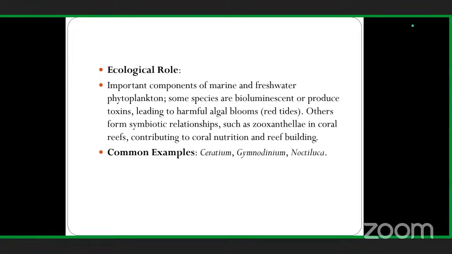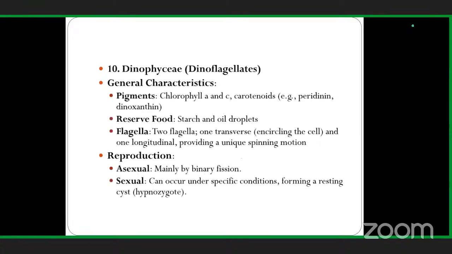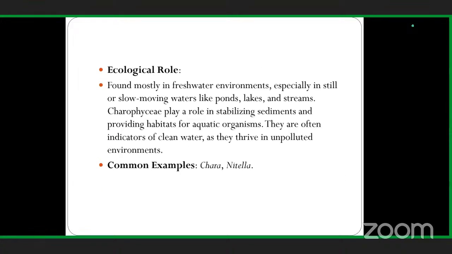Others form symbiotic relationships, such as zooxanthellae in coral reefs, contributing to coral nutrition and reef building. Some are harmful because they produce bloom toxin substances, but apart from that, they can also form symbiotic relationships. Common examples are Ceratium, Gymnodinium, and Noctiluca. These are common examples of the class Dinophyceae.